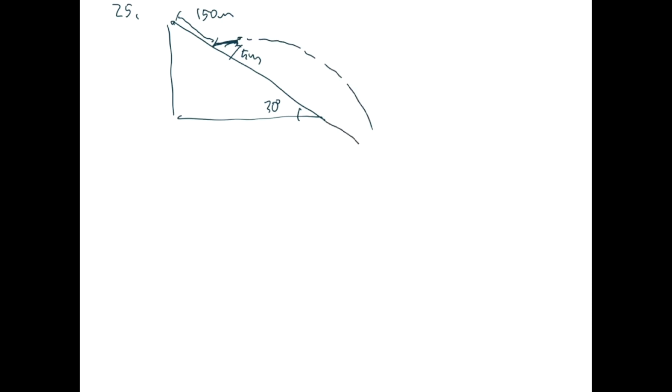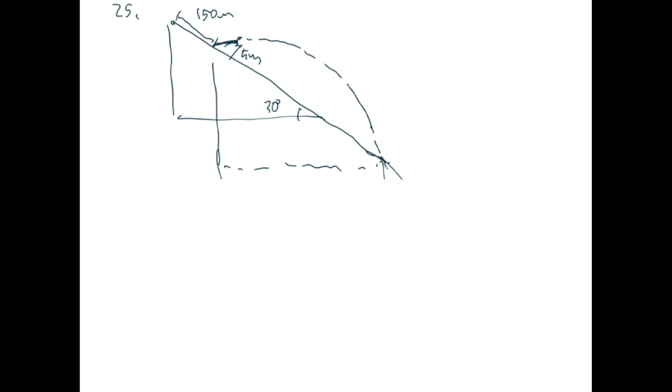What this problem is saying is we have a skier here, which initially skis down 150 meters along a ramp angled 30 degrees. And then the skier goes off a horizontal ramp with height 5 meters. So we want to find the horizontal distance of the skier once the skier lands. So we want this horizontal distance here.